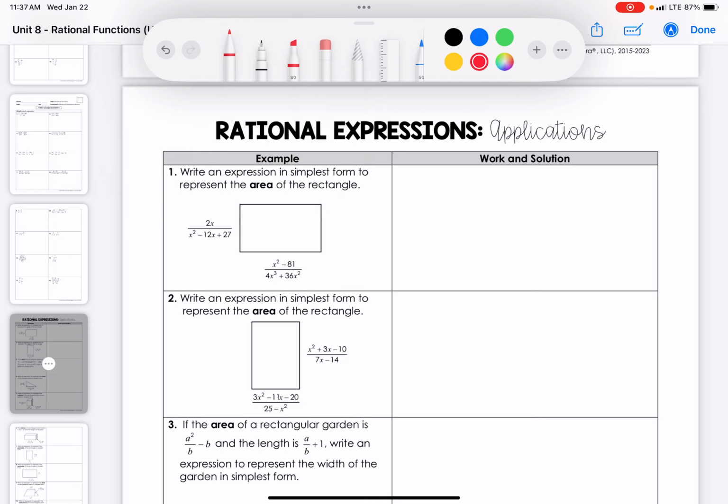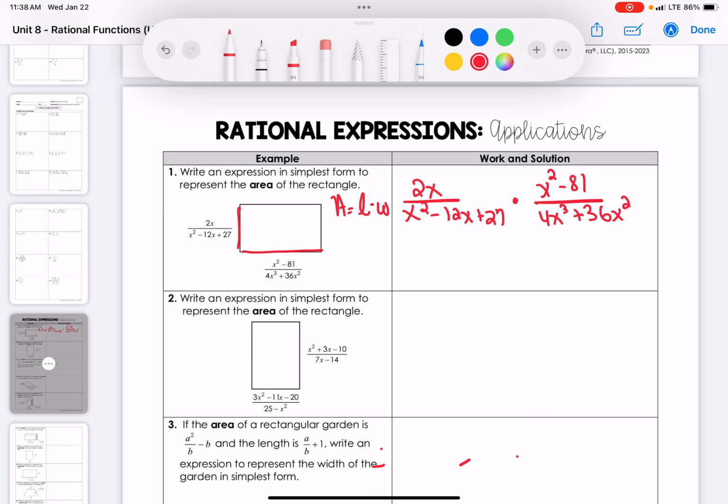So now these are like application style problems. So if I have the area of a rectangle, remember what the formula is. Area is equal to length times width, right? So look, they gave me a length and they gave me a width, right? So now we're just multiplying those two. That's how this goes. So I have 2x over x squared minus 12x plus 27, and I'm multiplying times x squared minus 81 over 4x cubed plus 36x squared.